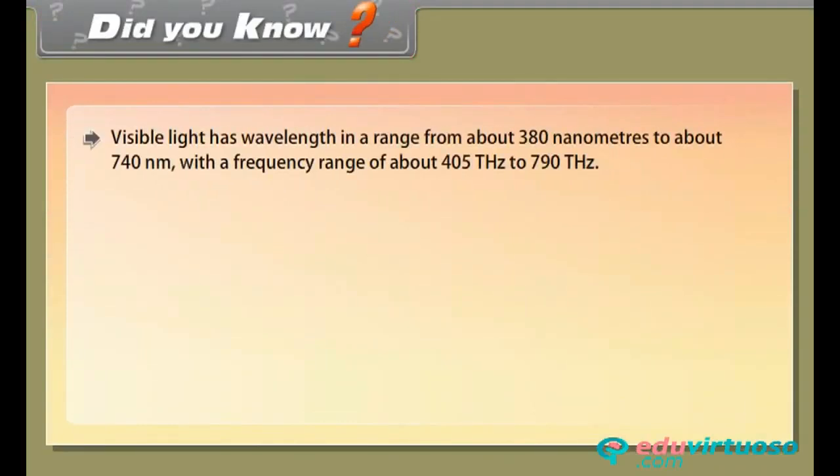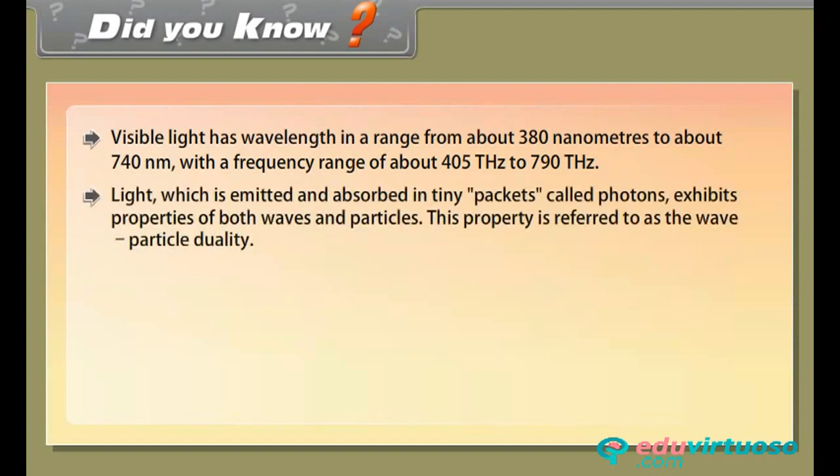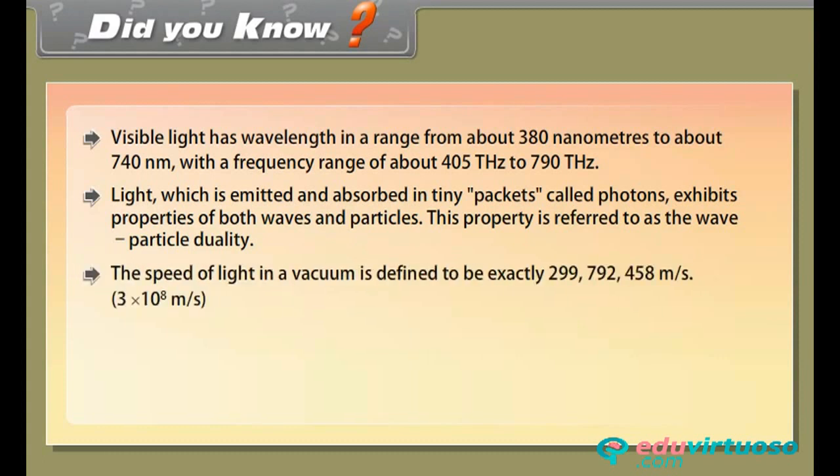Did you know visible light has a wavelength in a range from about 380 nanometers to about 740 nanometers with a frequency range of about 405 terahertz to 790 terahertz. Light which is emitted and absorbed in tiny packets called photons exhibits properties of both waves and particles. This property is referred to as the wave-particle duality. The speed of light in a vacuum is defined to be exactly 299,792,458 meters per second, that is approximately 3 into 10 raised to the power 8 meters per second.